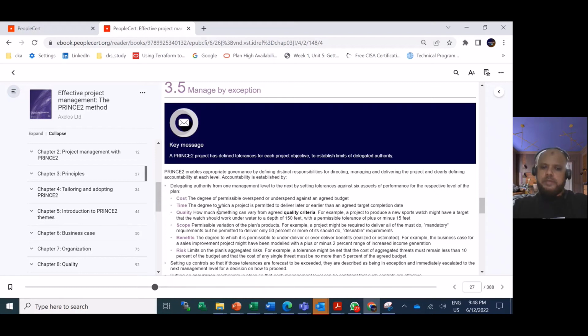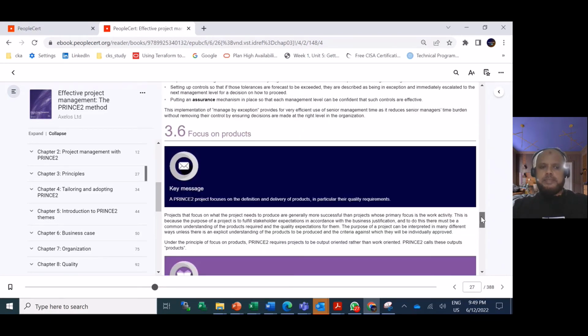Same thing with time. Let's say your management stage is for 2 weeks. You see that before the end of the progress of the project, a 1 month extension might be required. Your tolerance is 1 week. So if you foresee that your tolerance is exceeded, then for the exception scenario, you must go to the project board. Same thing with quality, scope, benefits, and risk, which all have an agreed tolerance level.